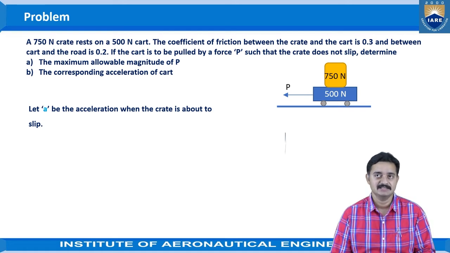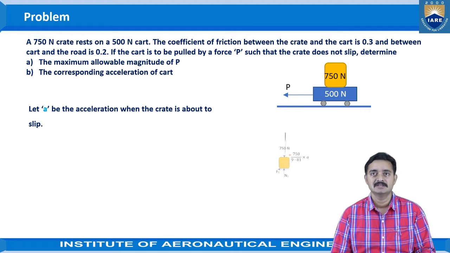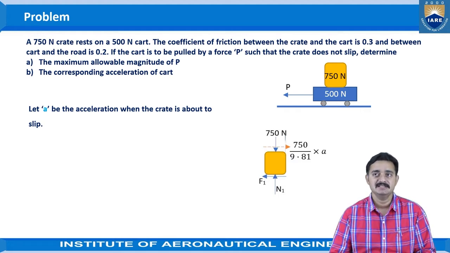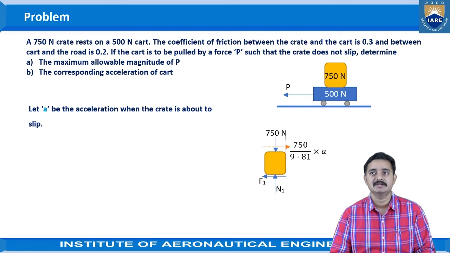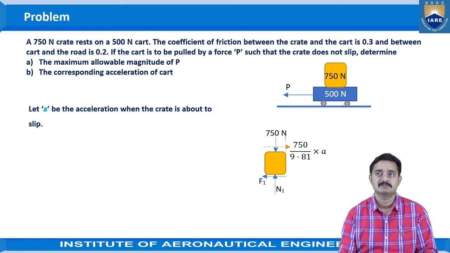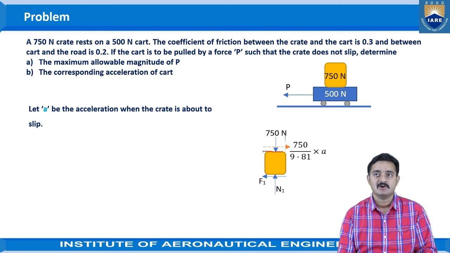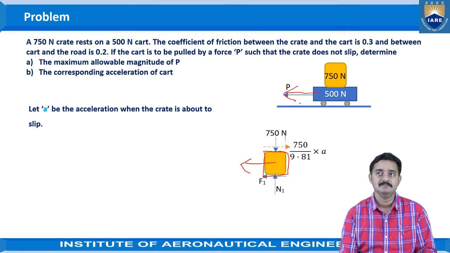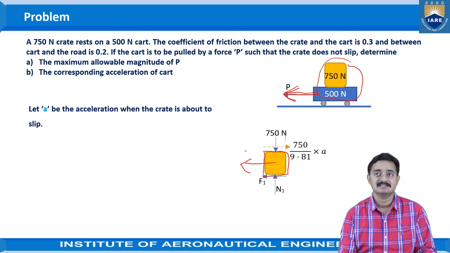Okay, so let a be the acceleration when the crate is about to slip. If we see the free body diagram of this particular crate, we can observe that this crate is trying to move towards the left side. Why? As this force is being applied here, the total object will be moving in this direction. So we can say that this acceleration is happening in the left hand side direction.